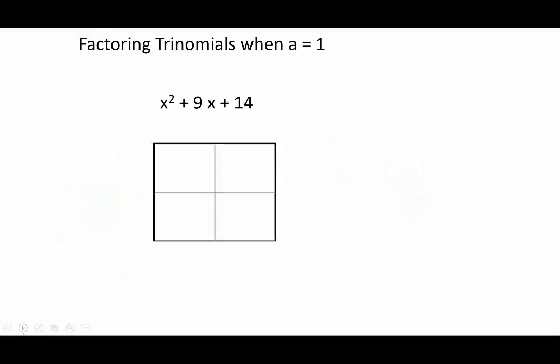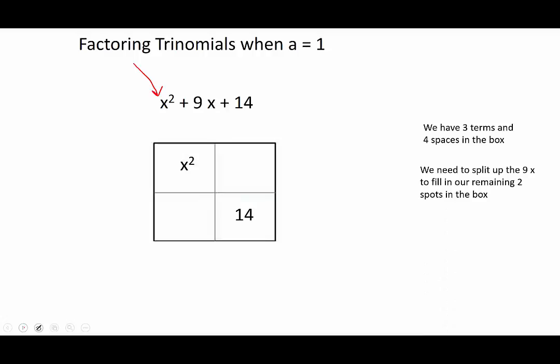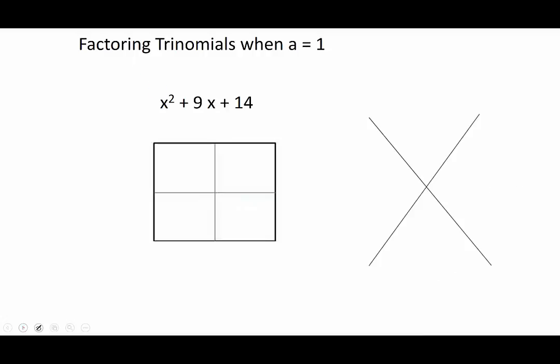Now we're going to factor the trinomial x squared plus 9x plus 14. Notice a equals 1. That's an invisible 1 right there. There is no coefficient in front of the x squared. Actually, the coefficient is 1. That makes it easier to factor. We have 3 terms and 4 spaces in the box. So we're going to put the x squared in the top left and the 14 in the bottom right. We need to split the 9x to fill our remaining 2 spots in the box.